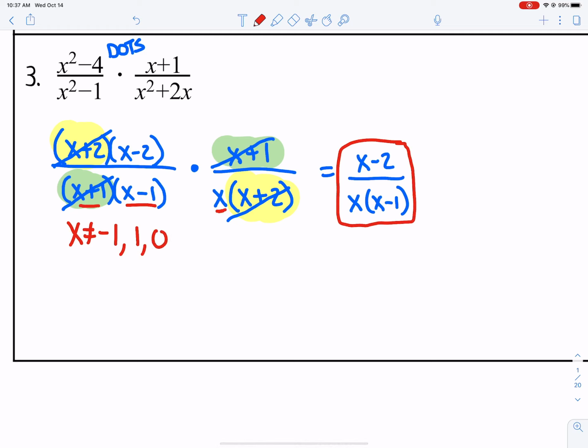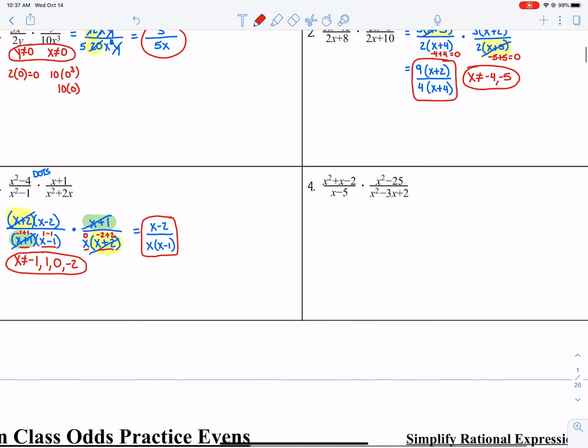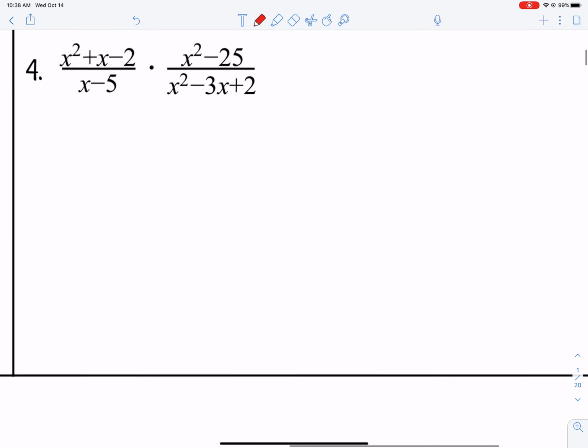So x can't be 0. And I have x plus 2. So x cannot equal negative 2. It's like the opposites of what you have. And it's because negative 1 plus 1 would equal 0. 1 minus 1 would equal 0. A 0 right out front would make that denominator equal to 0. And negative 2 plus 2 would equal 0. So sometimes you do have multiple values that are restricted. And that's okay.